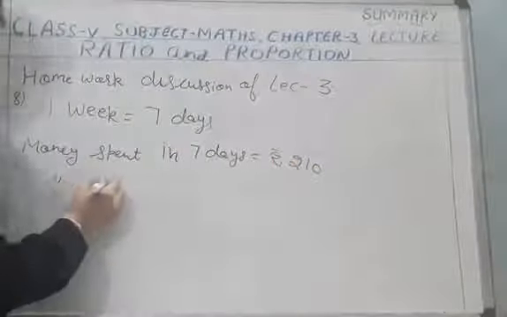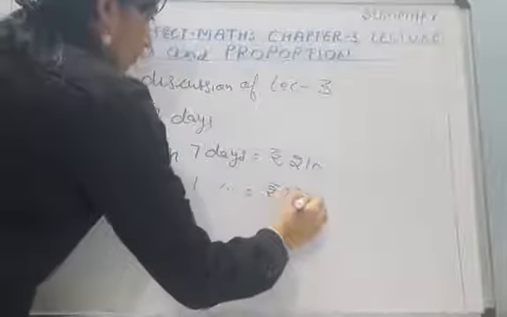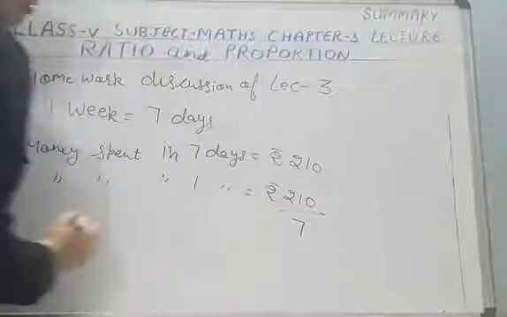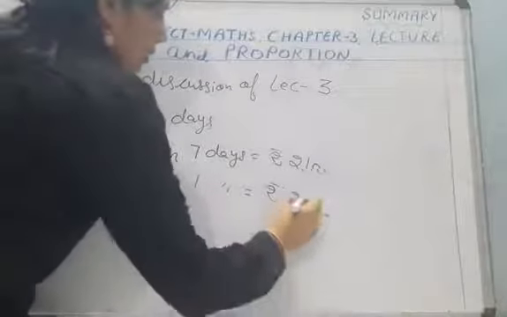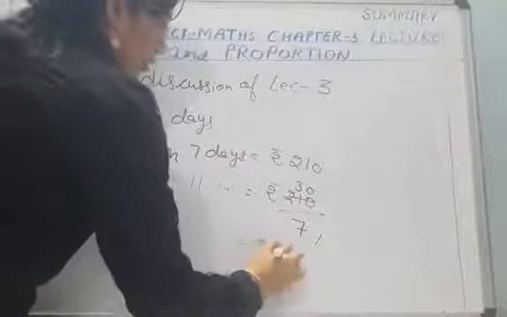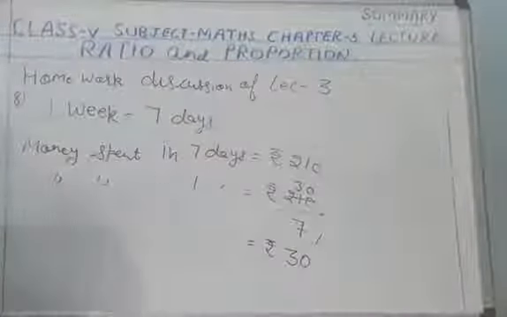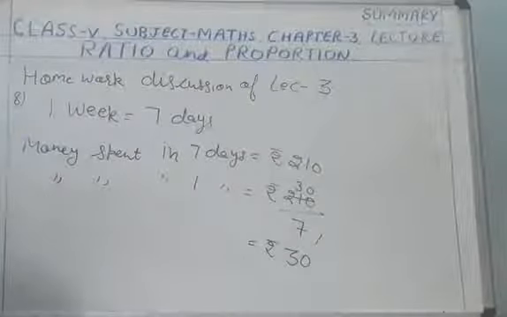Money spent in 1 day. एक दिन में कम पैसे खर्च होंगे. So division, 7 1s are 7, 7 3s are 21, 7 0s are 0. 30 रुपीज होंगे जो 1 डे में राज स्पेंड करेगा लंच पे. Got it? This was the last question of your homework.